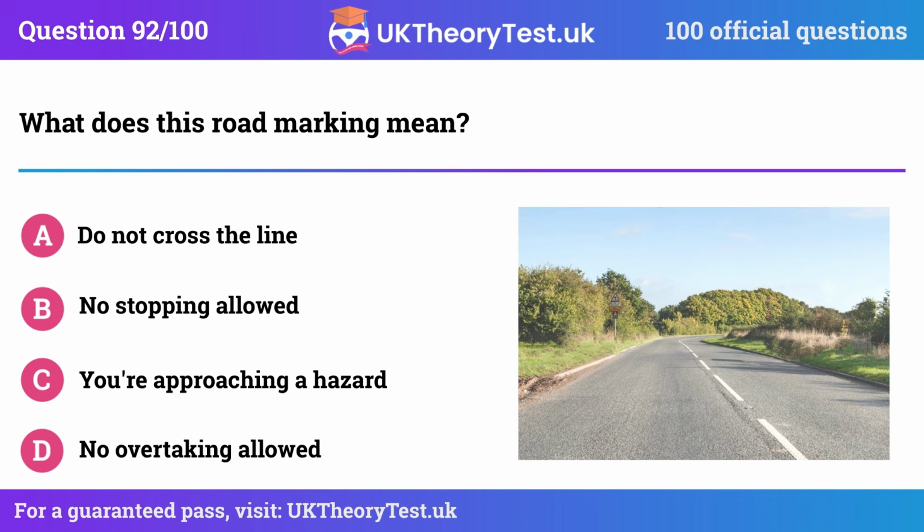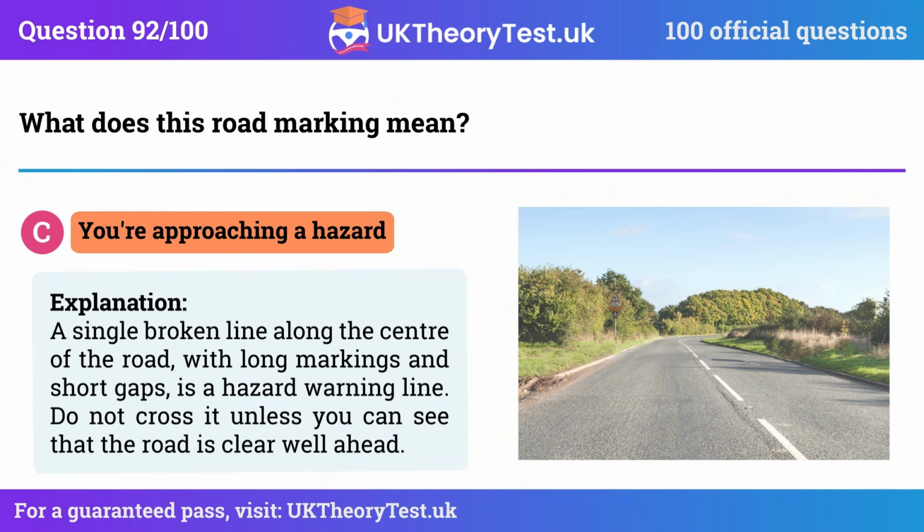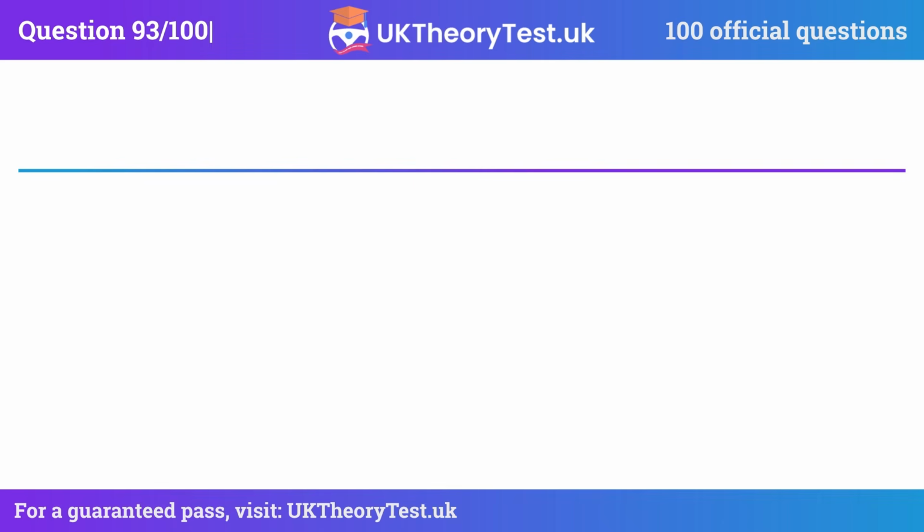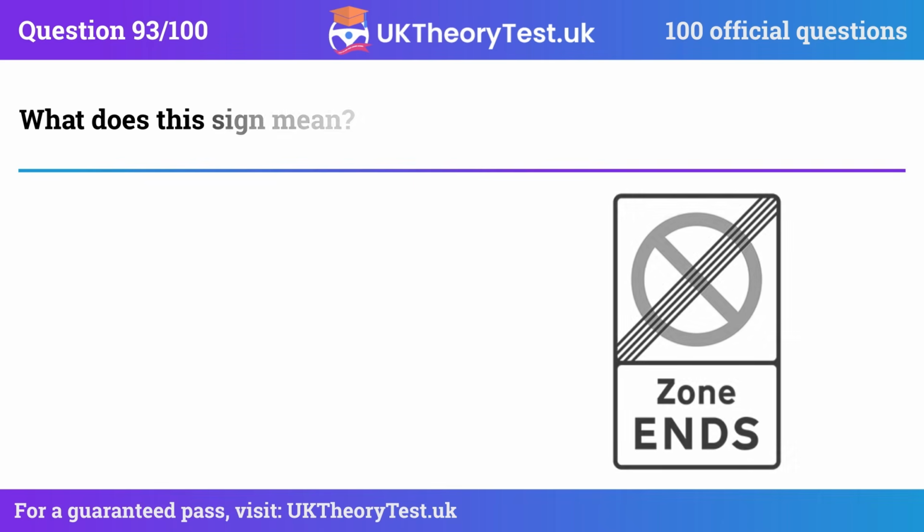The correct answer is C. You're approaching a hazard. Explanation: a single broken line along the center of the road, with long markings and short gaps, is a hazard warning line. Do not cross it unless you can see that the road is clear well ahead. Question 93. What does this sign mean?